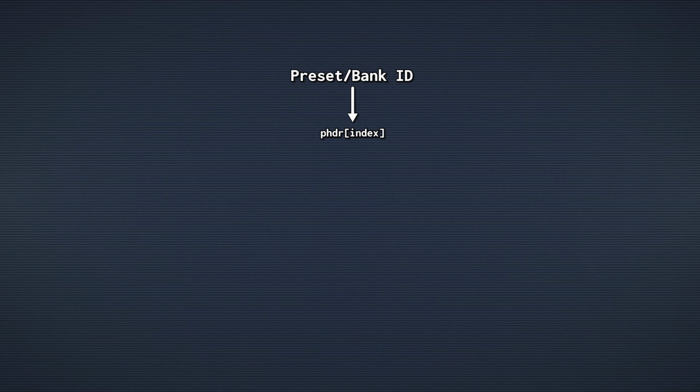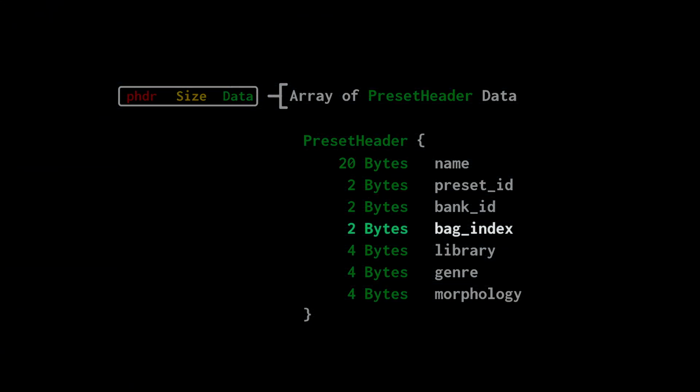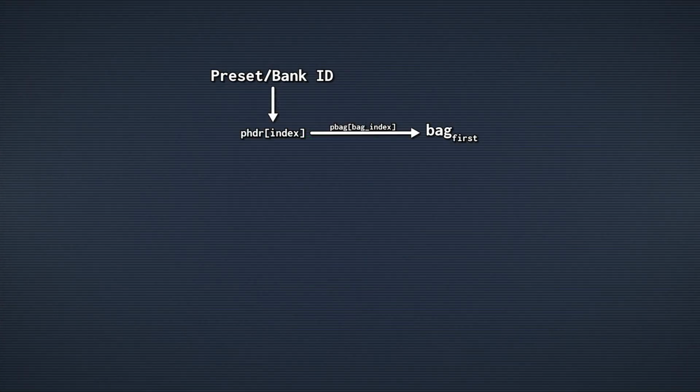The first bag of the preset is referenced using the bag index stored inside the preset header. It's simply the index in the pbag chunk's array of bags, where we can find our first bag. You may have noticed I keep saying the first bag. Our preset actually has multiple bags, so how do we know how many?